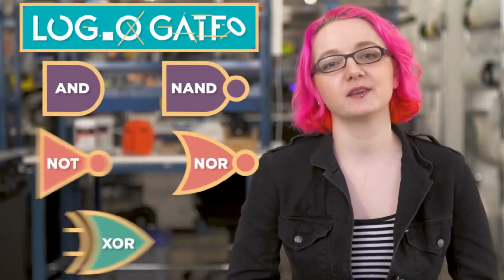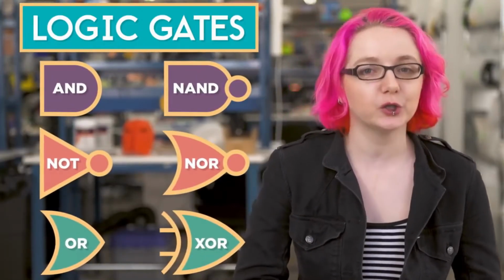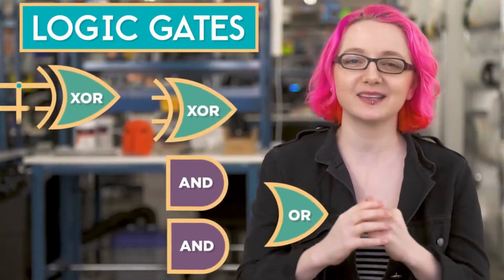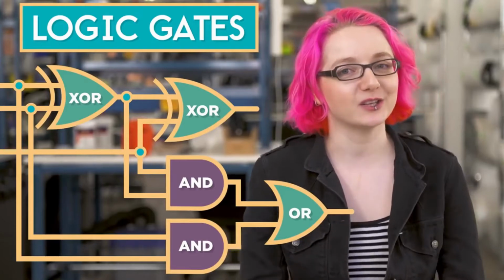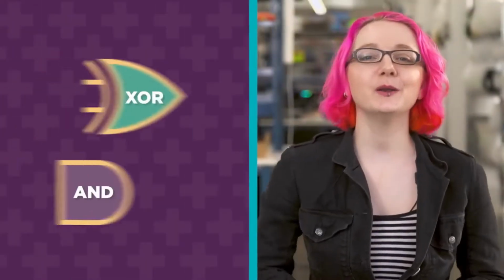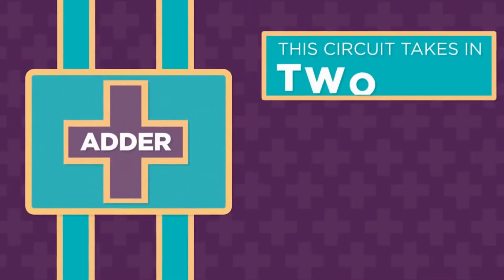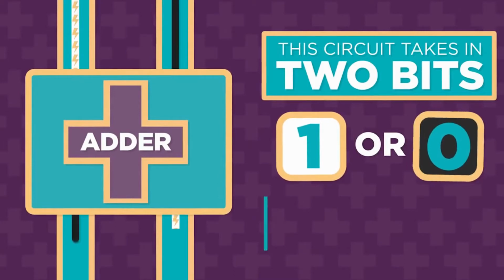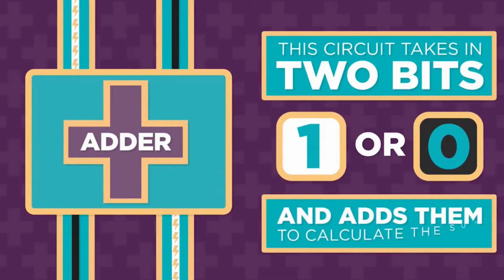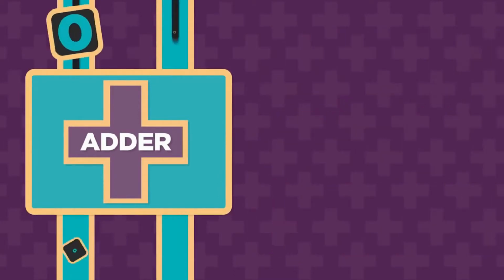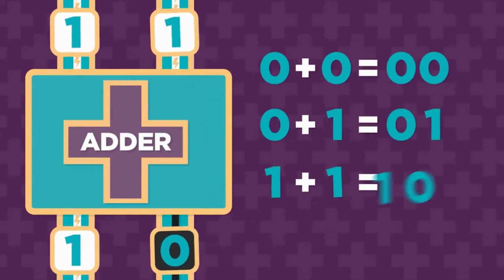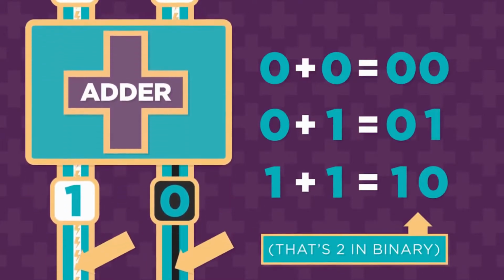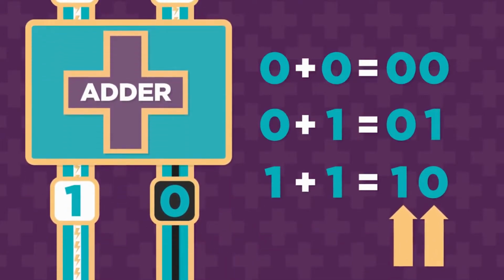There are many small circuits like this that perform simple logical calculations. By connecting these circuits together, we can make more complex circuits that perform more complex calculations. For example, you can make a circuit that adds 2 bits together, called an adder. This circuit takes in 2 individual bits, each one a 1 or a 0, and adds them together to calculate the sum. The sum can be 0 plus 0 equals 0, 0 plus 1 equals 1, or 1 plus 1 equals 2.